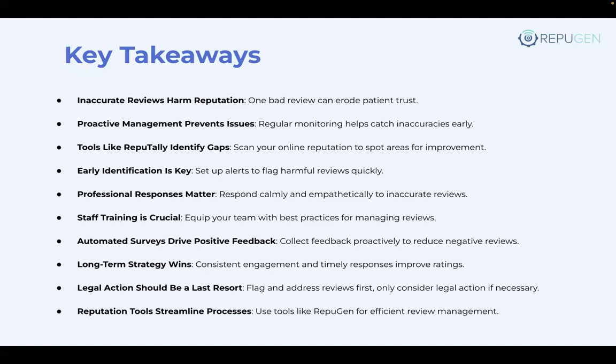and then possibly moving forward in the future, automate some surveys to drive positive feedback to combat those negative reviews, and implement a long-term strategy so that you can improve your online reputation. If you are going to consider any legal actions against any online reviews, consider using that as a last resort, as it is a lot quicker to flag and address the reviews online first by following any online review platform's policies. And then overall, again, just use any reputation management tools online to just improve your overall practice.